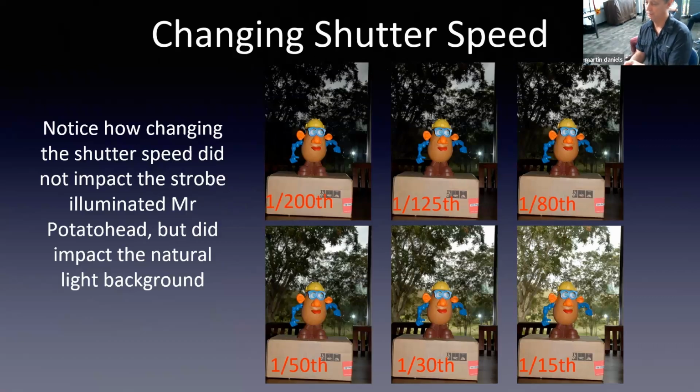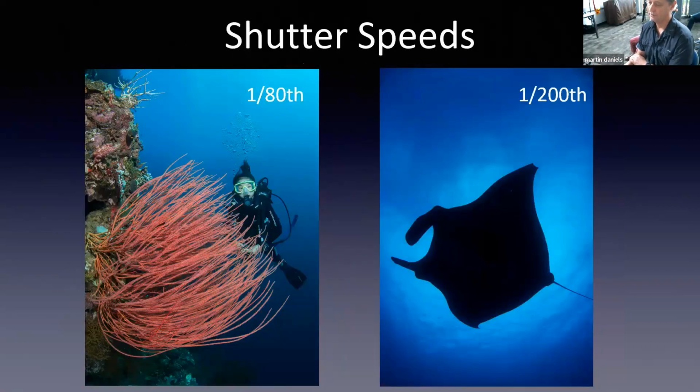You will see that Mr. Potato Head, that's strobe illuminated, has not changed at all, okay? His exposure has not changed. What's changed is the background, okay? That ambient light, okay? That is controlled by your shutter speed. And so on the left, I'm shooting at a slower shutter speed because I'm aiming horizontally at a little deeper, darker water, so I can get that blue water.